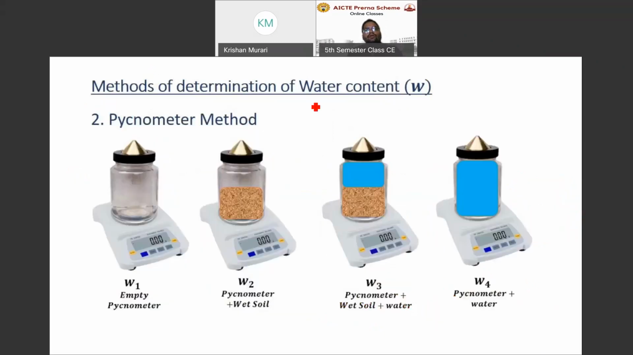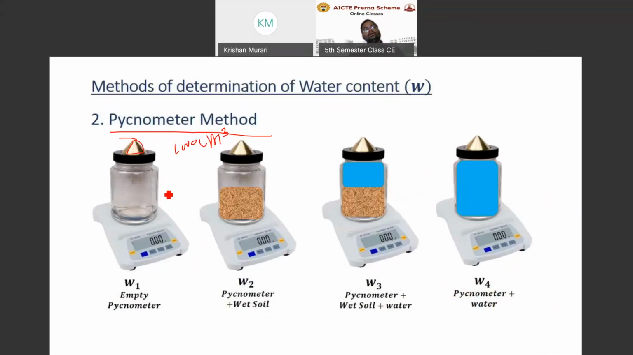Second method of determining the water content is the pycnometer method. What is the pycnometer? A pycnometer is simply a glass bottle of volume approximately 1000 cubic centimeters, and it has a brass conical cap, and the conical cap also has a small opening to remove the entrapped air.